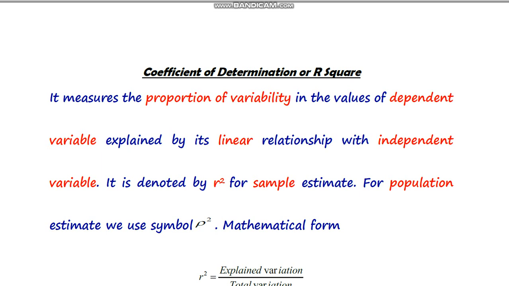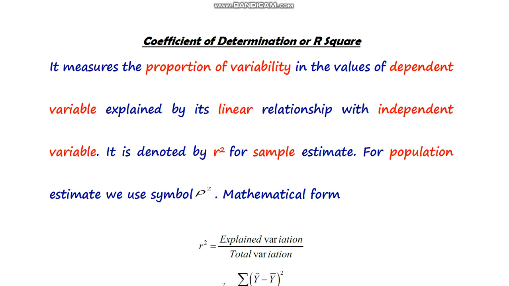Now we move towards coefficient of determination or R square. What is coefficient of determination? Here is its definition. It measures the proportion of variability in the value of the dependent variable explained by the linear relationship with the independent variable. If we have a linear relationship between dependent and independent variables and we want to determine the variability of the dependent variable on the basis of the independent variable, we solve this with the help of the coefficient of determination.